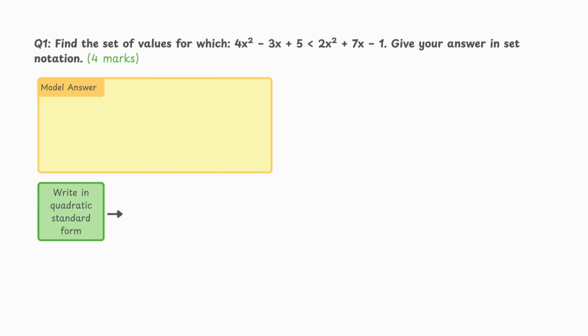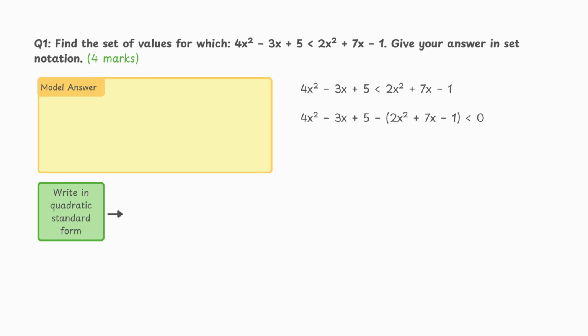Step 1. Write the inequality in quadratic standard form. At the moment, we have terms on both sides of the inequality, so we need to bring everything to one side so that we can compare it to 0. Let's subtract the entire expression on the right-hand side from the left-hand side. So we write 4x squared minus 3x plus 5 minus open bracket 2x squared plus 7x minus 1 close bracket is less than 0. Now we simplify carefully.